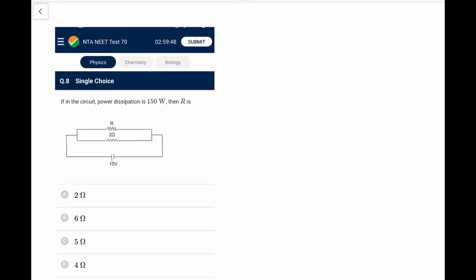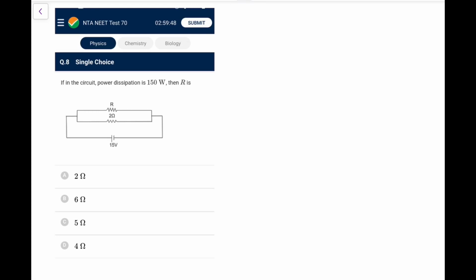Okay, next. In the circuit, power dissipation is 150 watt, then find R. Total circuit power dissipation I can write as IV, so I can directly say this current is 10 ampere. Total power is 150, this is 15 volt, and current is 10 ampere, so the total resistance would be 1.5 ohms. R equivalent, that means R into 2 upon 2 plus R, is 1.5, or write it as 3 by 2.